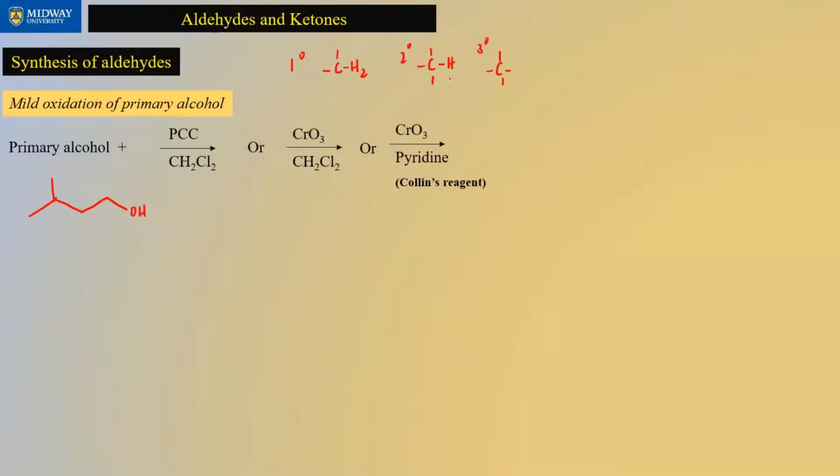Take 2 other bonds. But the idea here is hydrogen. So this is a primary alcohol because the carbon that's containing the OH group is containing 2 hydrogens, right? Now we can use any of these 3 reagents. For now, I'm just going to write oxidation at the top. You can use any of the 3 reagents I've indicated here.